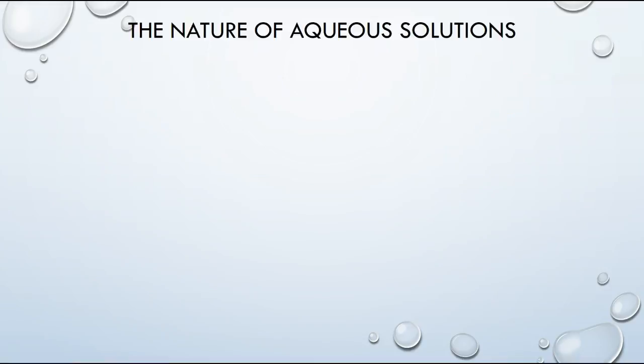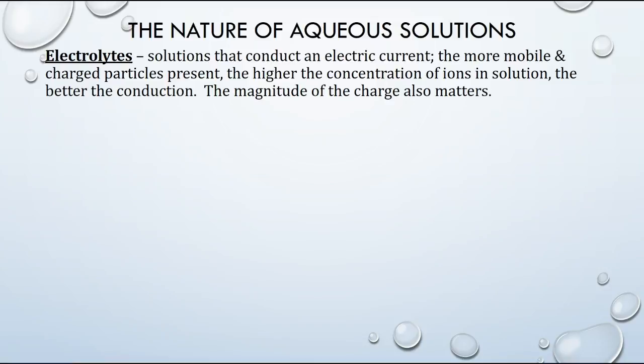Okay, now we're going to be talking about the nature of aqueous solutions. Yes, aqueous, because we always deal with water. So electrolytes, we need to know about this word electrolytes. Electrolytes are basically solutions that conduct an electric current. So we know that the more mobile and charged particles, that means the more moving and charged particles that are present, and the higher the concentration of ions in solution, the better conduction we get. That means the more conduction of electricity we get. And the magnitude of charge also matters.